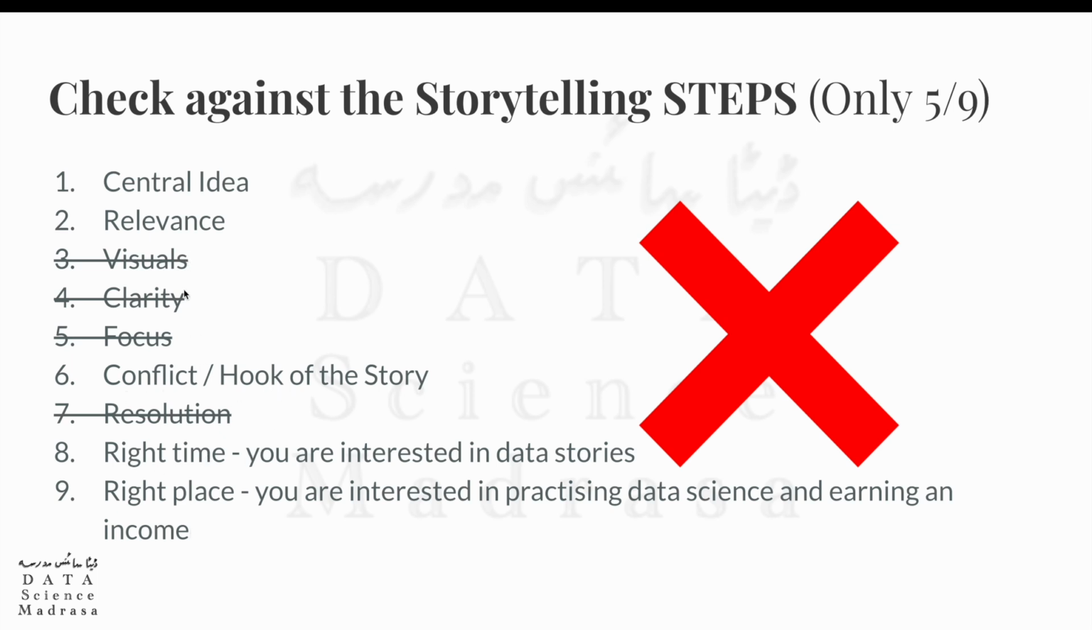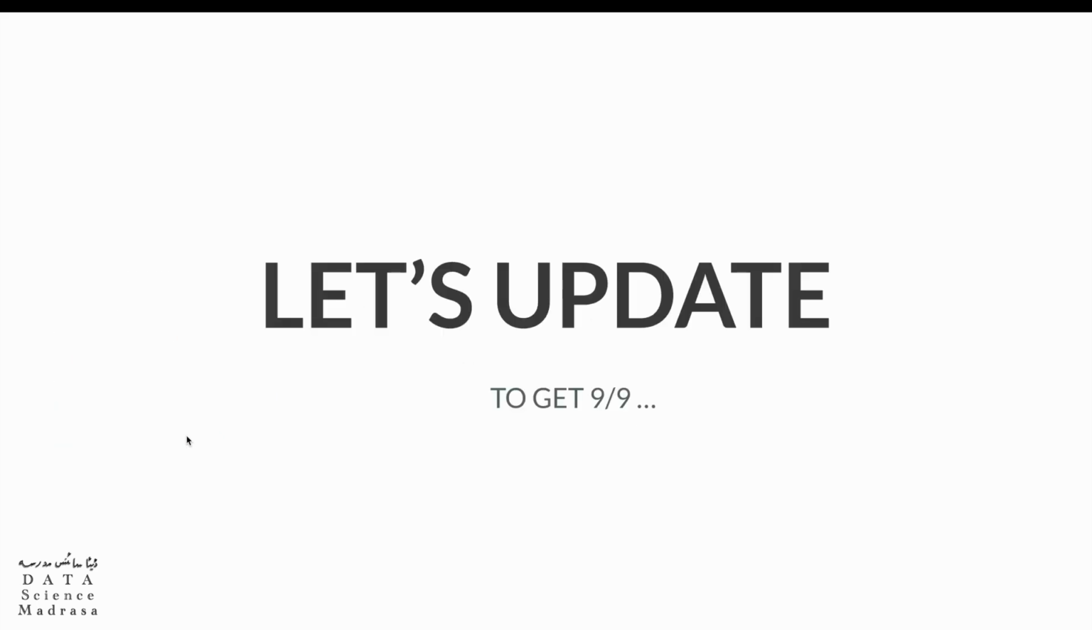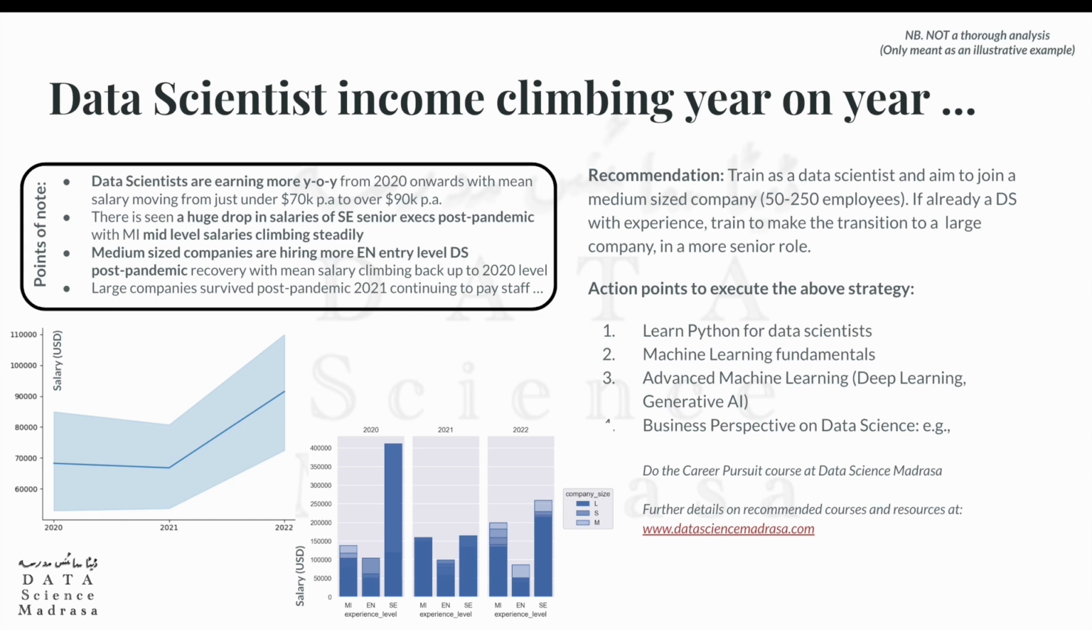I don't have the right visuals, there's no clarity, there's a lot of information, I need to focus it, and I need to provide a resolution as well. So let's update, try and get 9 out of 9 in the checklist. So now I've summarized it into a single slide. The title gives you some idea of what you're looking at. Data scientist income climbing year on year.